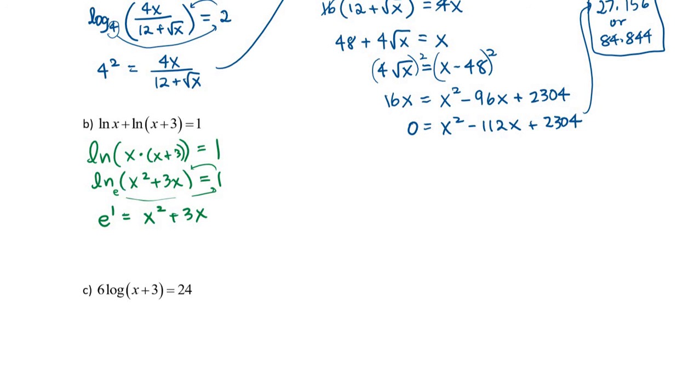So e to the 1 equals x squared plus 3x. This is another quadratic because of the x squared. So we want to isolate, set it equal to 0 so that we can use the quadratic formula or factor or whatever. So we have x squared plus 3x minus e. Nope, we're not going to factor that. So we're going to go to our CAS. We're going to use our solve feature. That's as far as we can get.